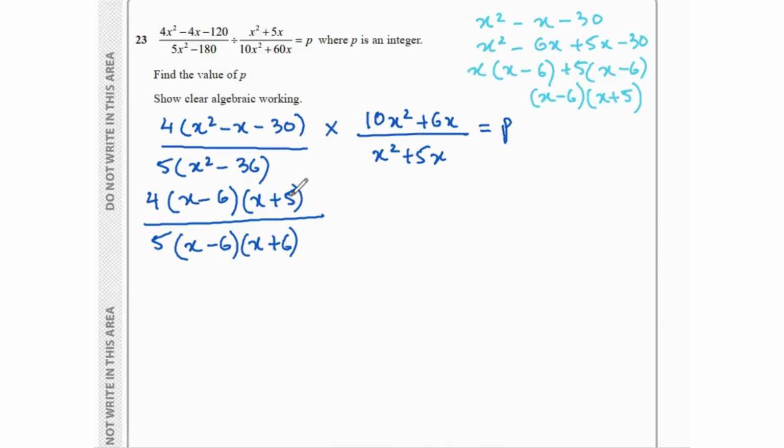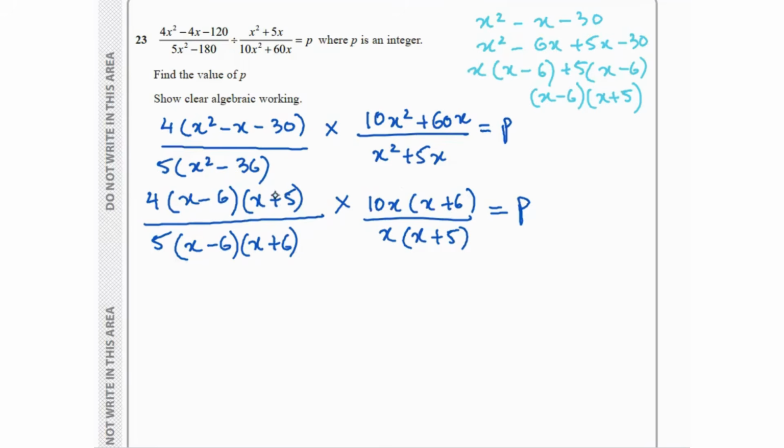Then over here, between 10x squared and 6x, we have 2x common. So 5x plus 3 over here. And between x squared and 5x, we have x common, so x plus 5 over here. Oh, this is a 60, wait. 60x, so that's going to make this 10x common. So we have x plus 6 common in the bracket. Okay. So now we can start simplifying it.